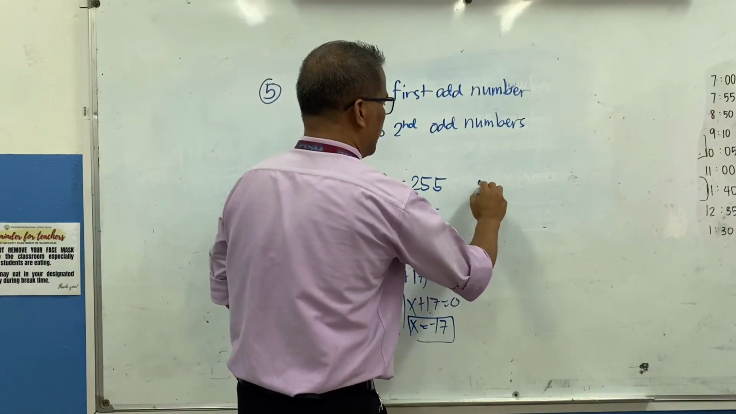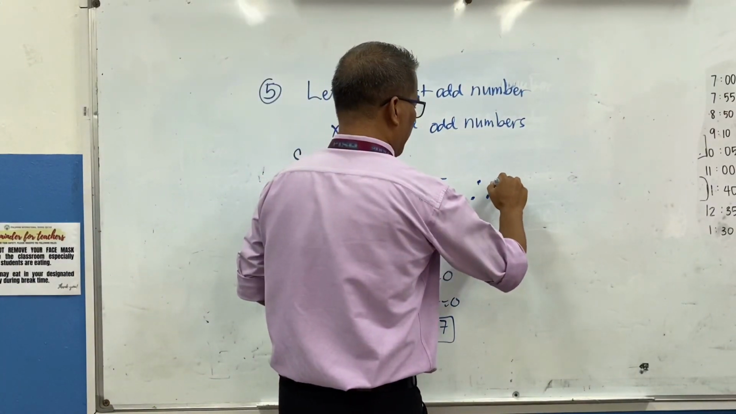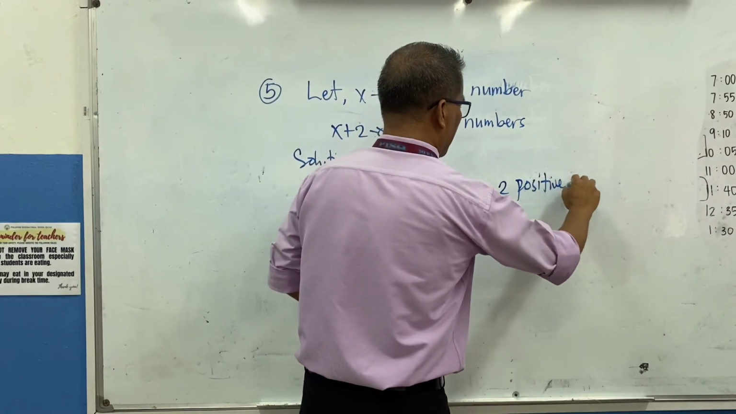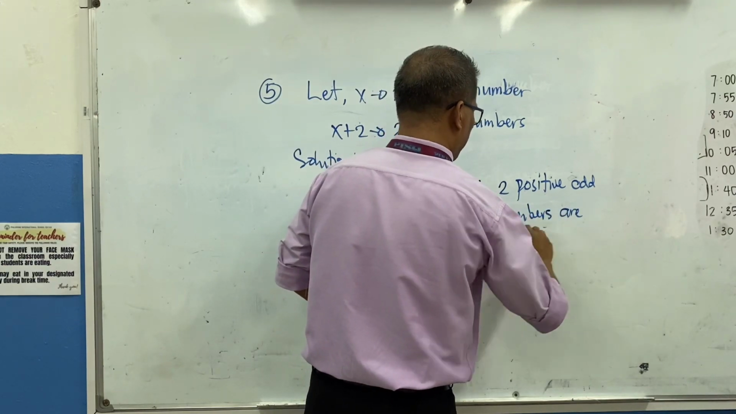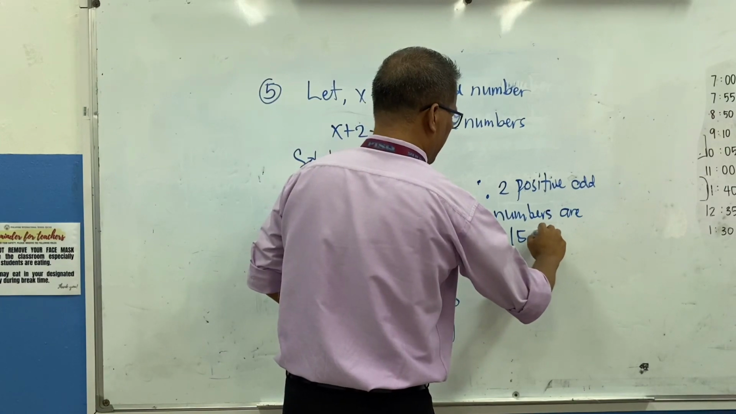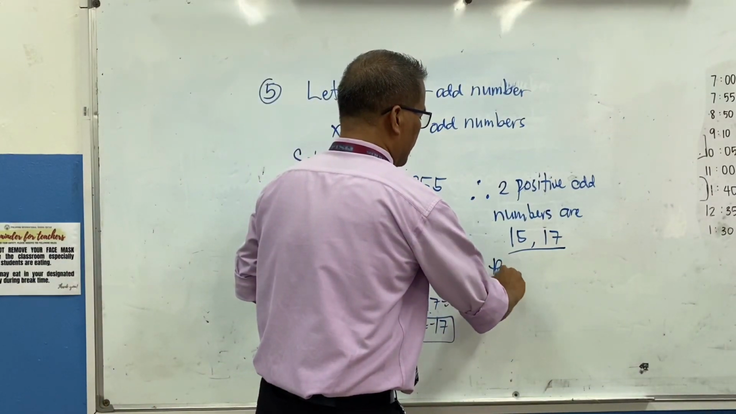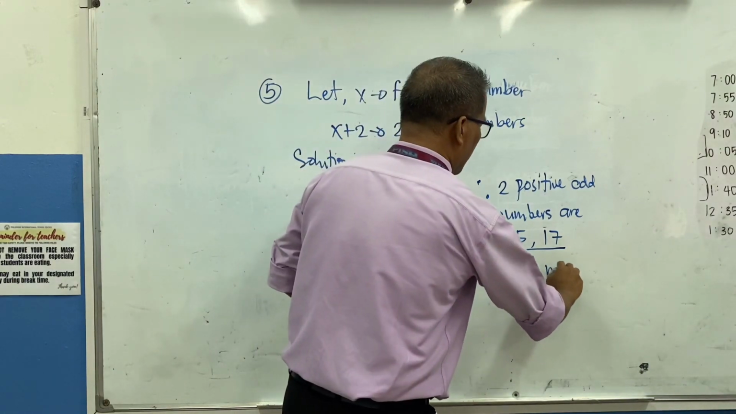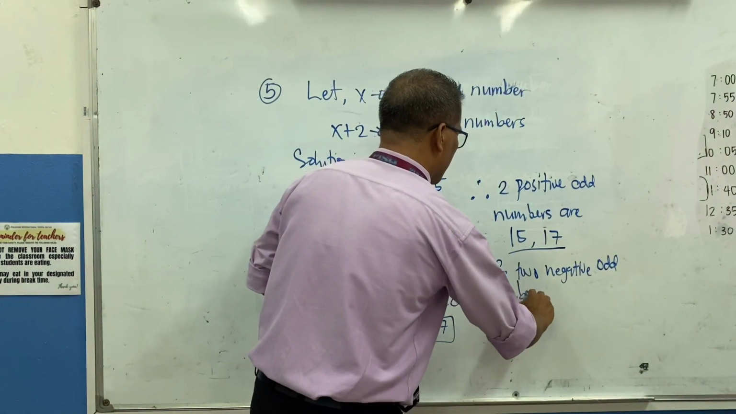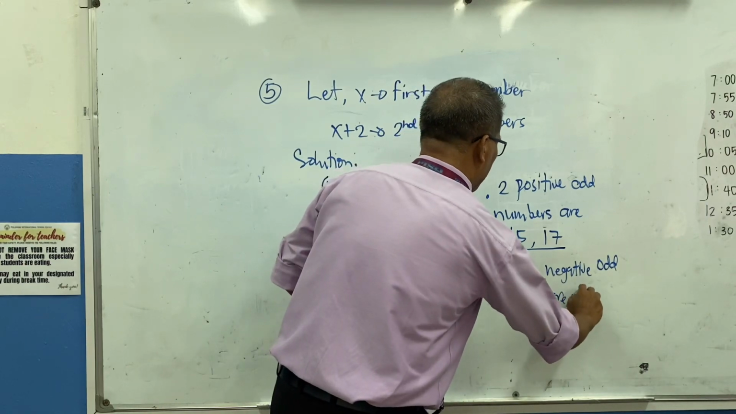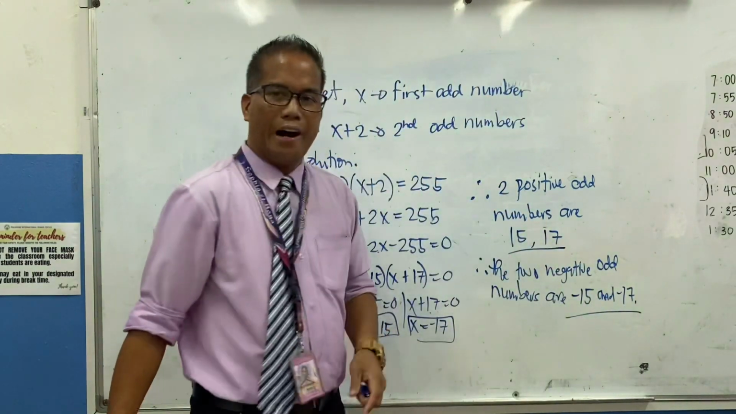So therefore, the two positive odd numbers will be 15 and 17, while the two negative odd numbers will be negative 15 and negative 17. So this will be the answer in number 5.